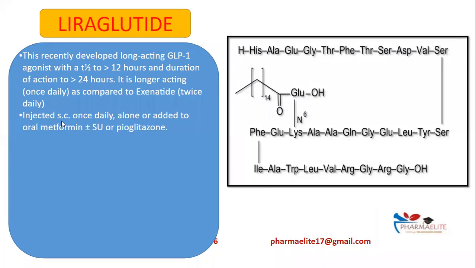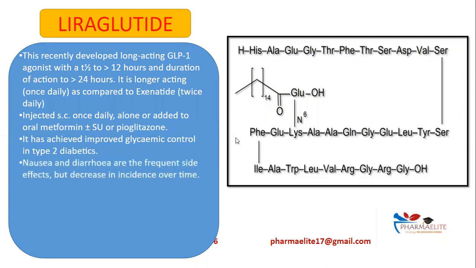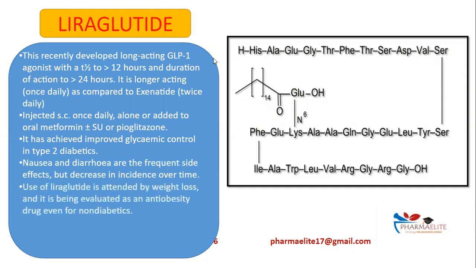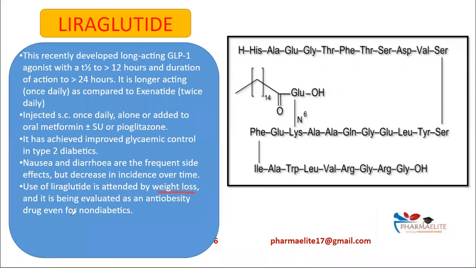It is again injected SC once daily alone, or it can be given as an add-on drug with oral metformin, sulfonylureas or pioglitazone. It has achieved improved glycemic control in type 2 diabetes mellitus patients. The main side effects are nausea, vomiting and diarrhea, but they decrease over time. The use of liraglutide also causes weight loss. This was also seen with exenatide.